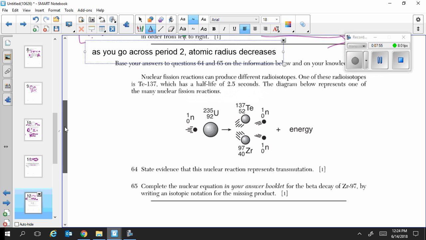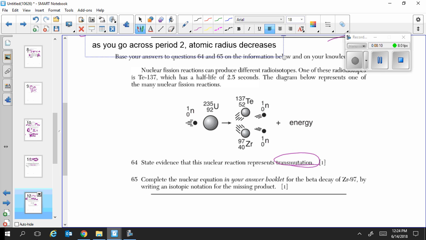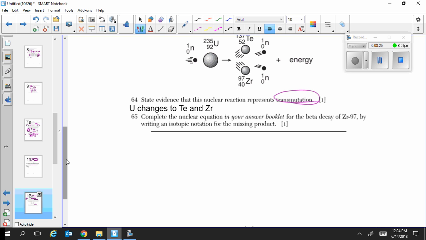All right, nuclear fission. So here I've got uranium being blasted with a neutron and splitting into Te and Zr. State evidence that it represents a transmutation. Transmutation means to change elements. So my evidence is that uranium changes to Te and Zr. Those are different elements.